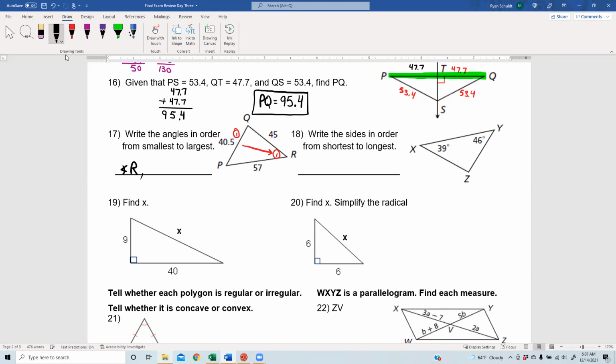is your smallest. Then we look for the next smallest. 45 is your next smallest. You go across from it, and that's your next smallest angle. That would be angle P. And last but not least, we've got this 57, and across from it is angle Q. So R, P, and Q are the angles from smallest to largest.